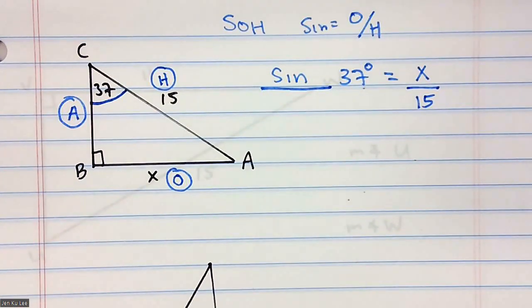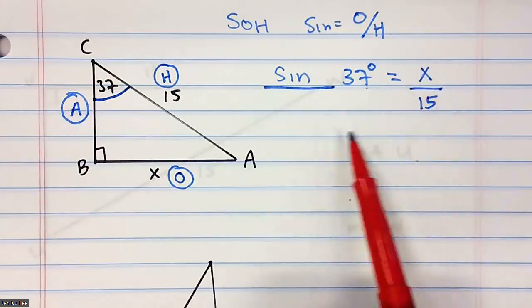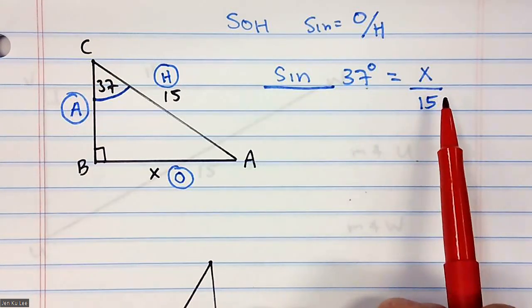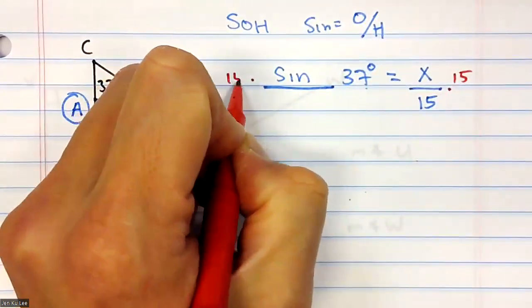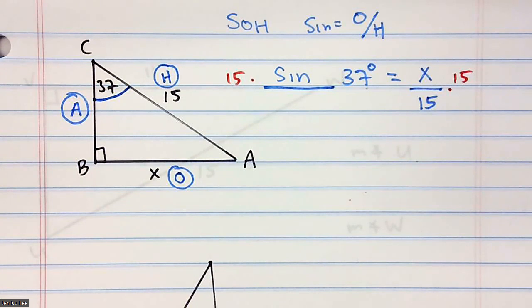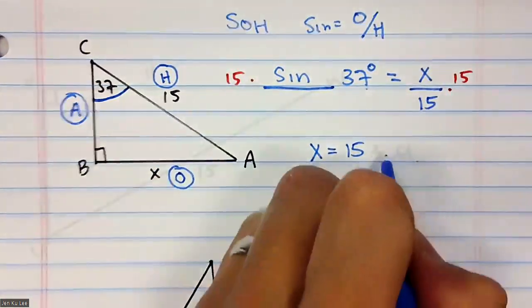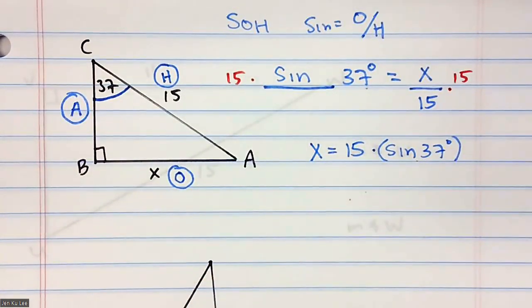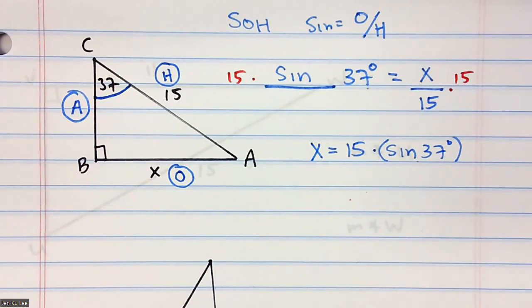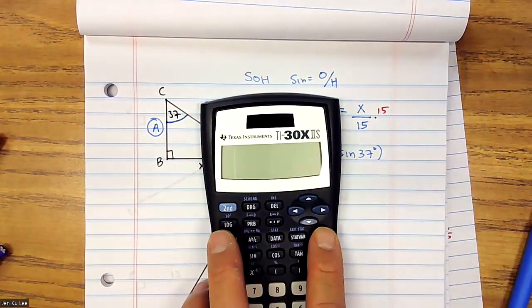All we're going to do is solve that. Before we even touch the calculator, how do I solve this for x? Multiply it by 15 on both sides, right? So if I multiply it by 15 on both sides, then x is going to equal 15 times the sine of 37, right? Now is when you need your calculator.